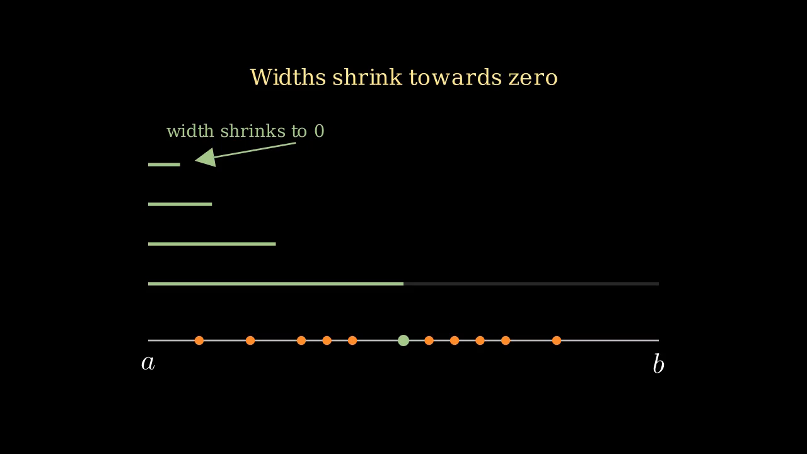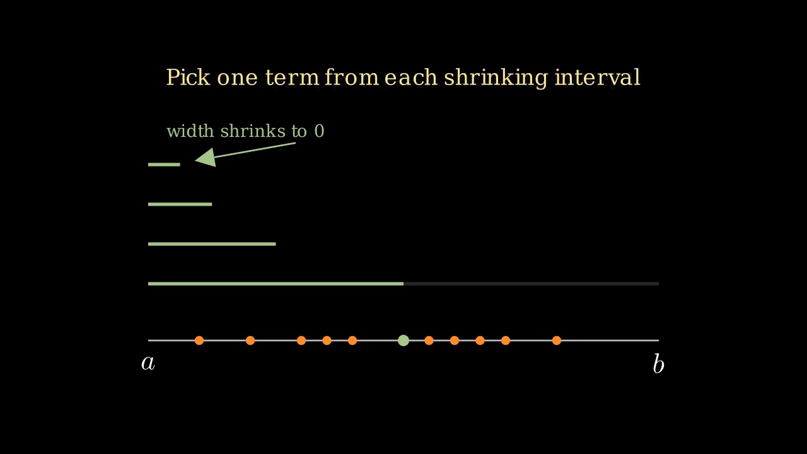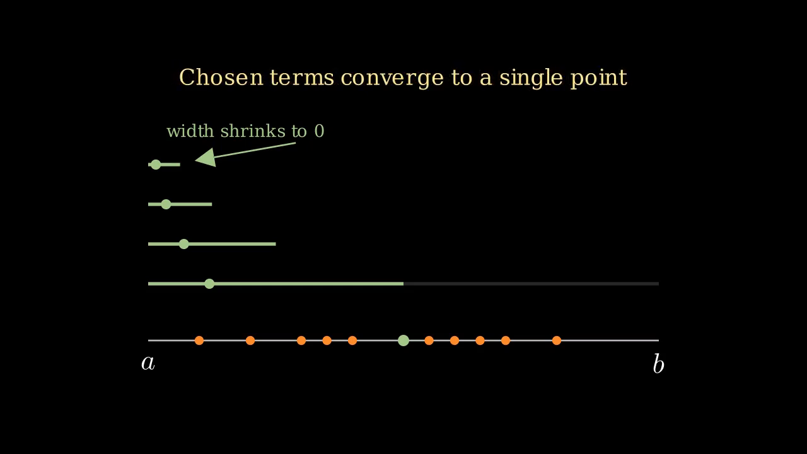Because the width keeps halving forever, these interval widths shrink down towards zero. From each of these shrinking intervals, we pick out one single term of the original sequence that lies inside it. This gives us a new subsequence built from the original sequence, one chosen term per interval. Since the intervals containing these chosen terms are shrinking towards a single point, the chosen terms themselves must be getting closer and closer together, so this subsequence converges.